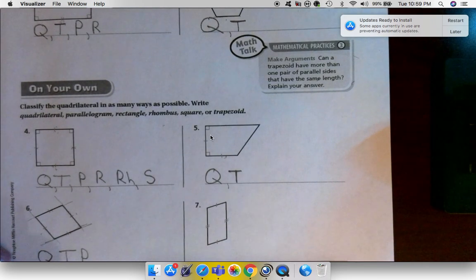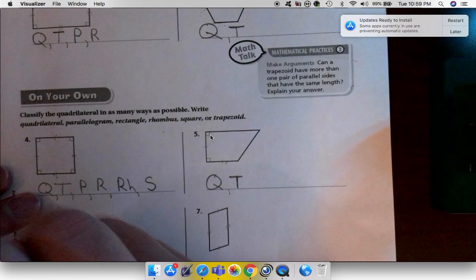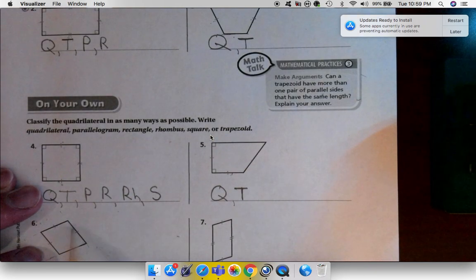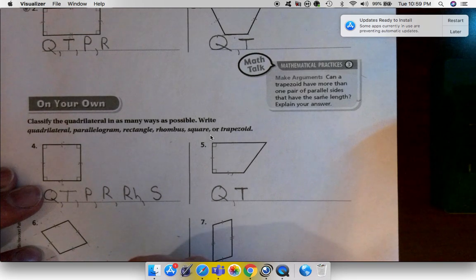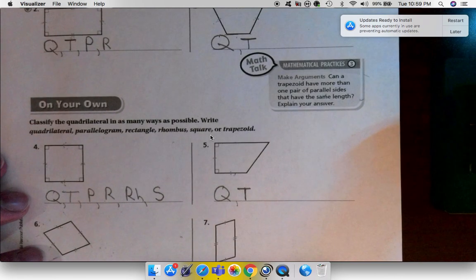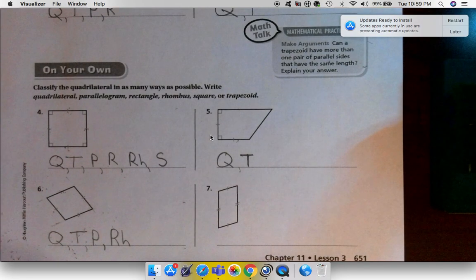Am I a rhombus? Opposite sides are congruent. Opposite sides are parallel. And all the sides are congruent to each other. So yes, I am a rhombus. What about a rectangle? Nope, can't be a rectangle. I do not have 4 right angles. Can't be a square either. I don't have 4 right angles.